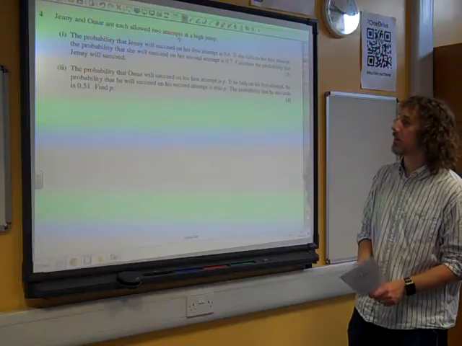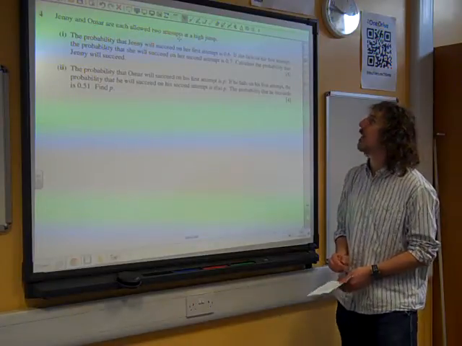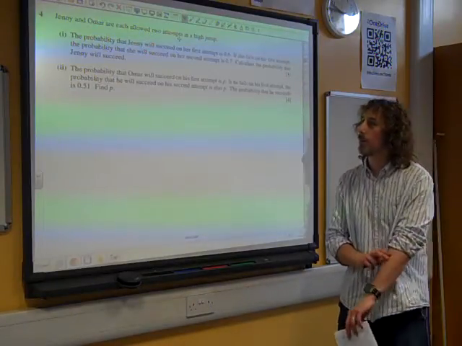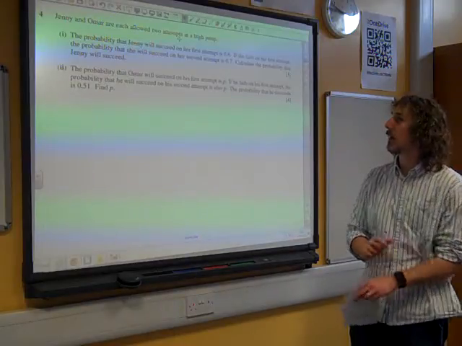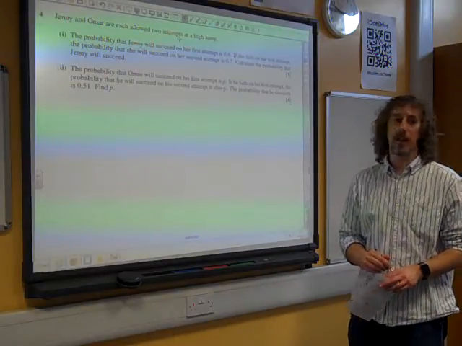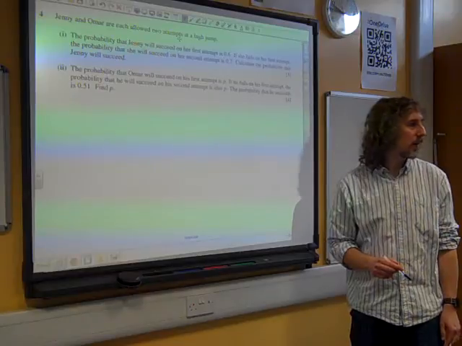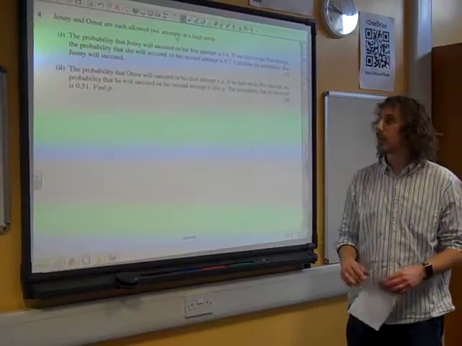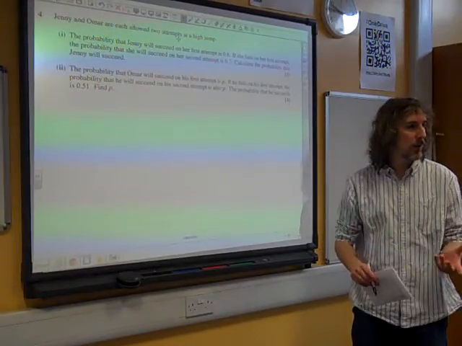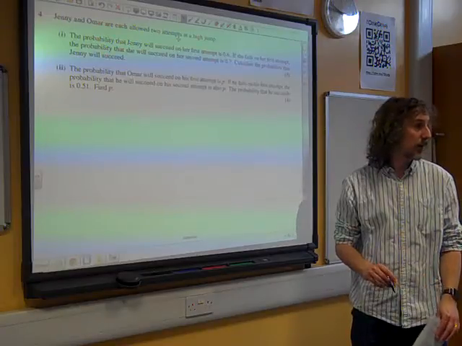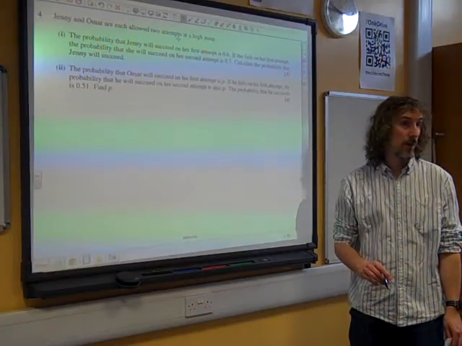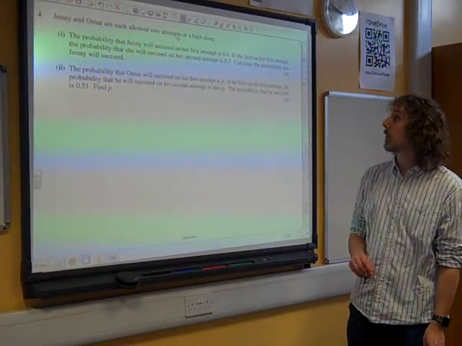The probability that Jenny will succeed on her first attempt is 0.6. If she fails on her first attempt, the probability she will succeed on her second is 0.7. Calculate the probability that Jenny will succeed. Well, yeah, we can probably just go straight into working this out, but if you do feel that you need a tree diagram for thinking this through, then you could draw a tree diagram for it.